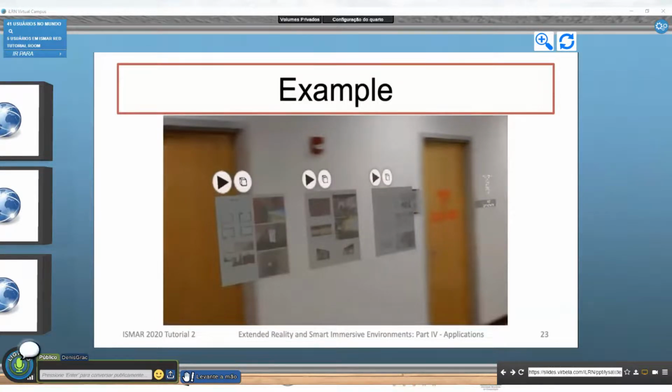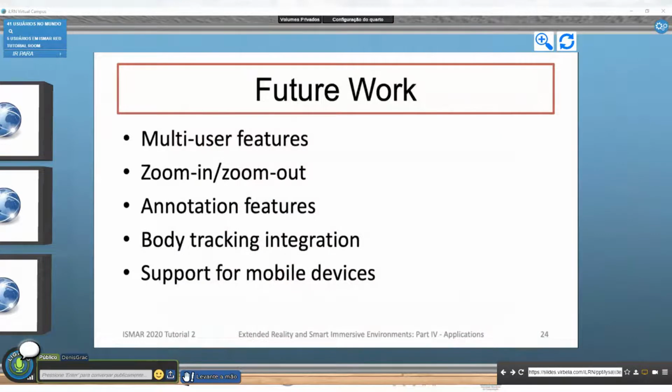So that proved to be rather interesting, and future work could use some more emphasis on multi-user features, how to better zoom in and zoom out, how to annotate and make comments, integrate body tracking, and also provide support for mobile devices in addition to extended reality devices.